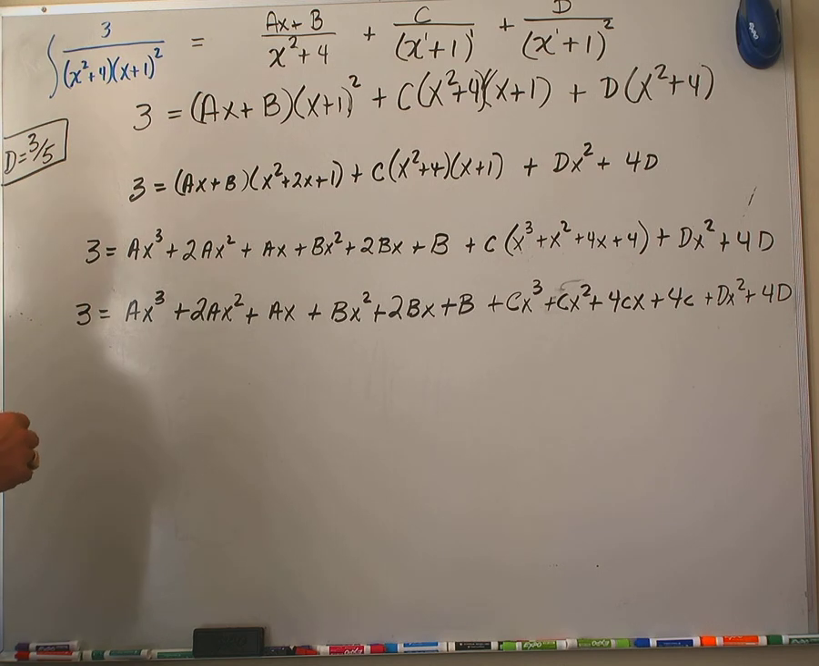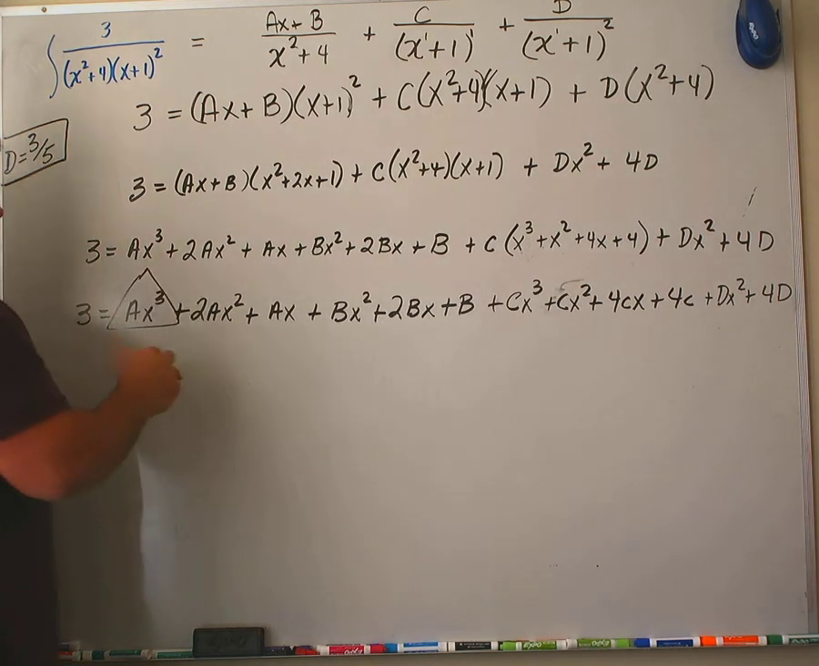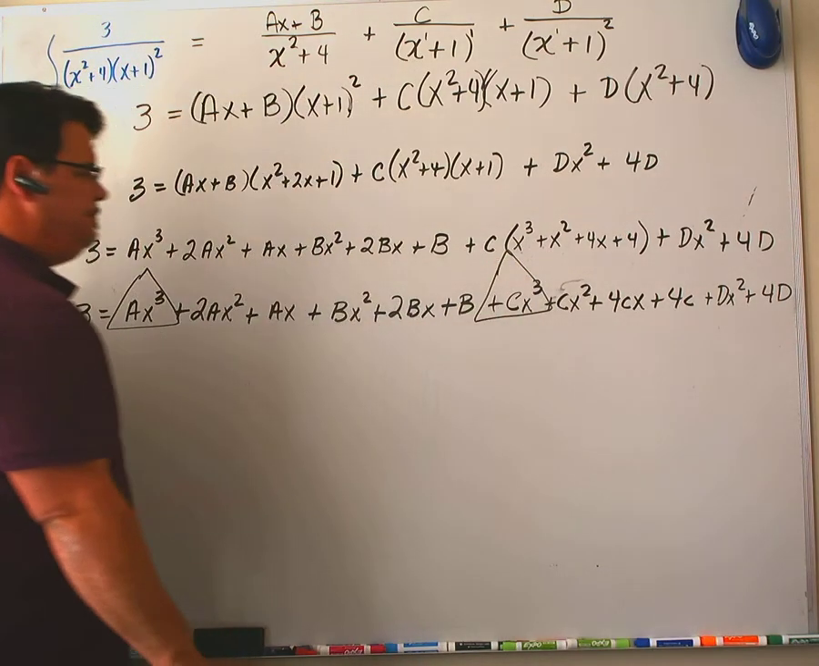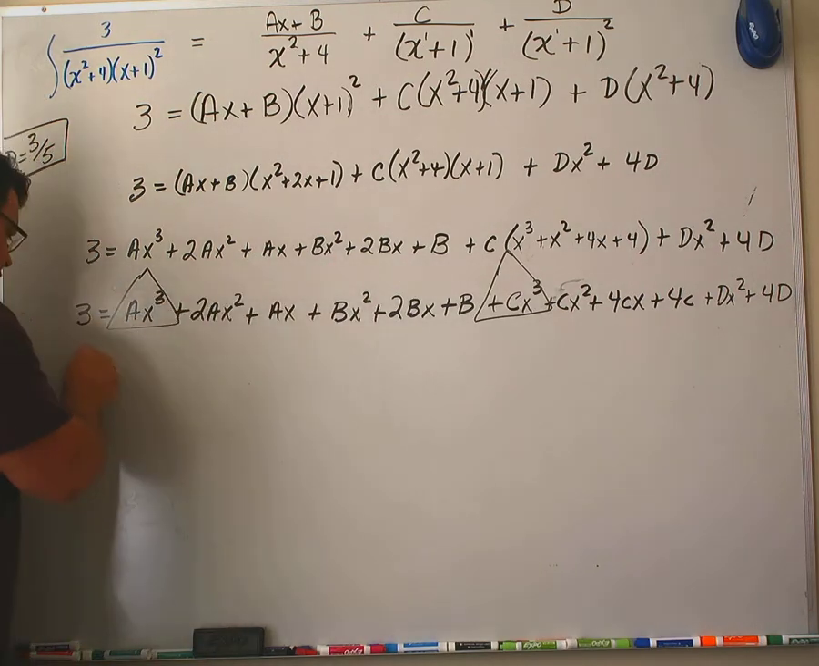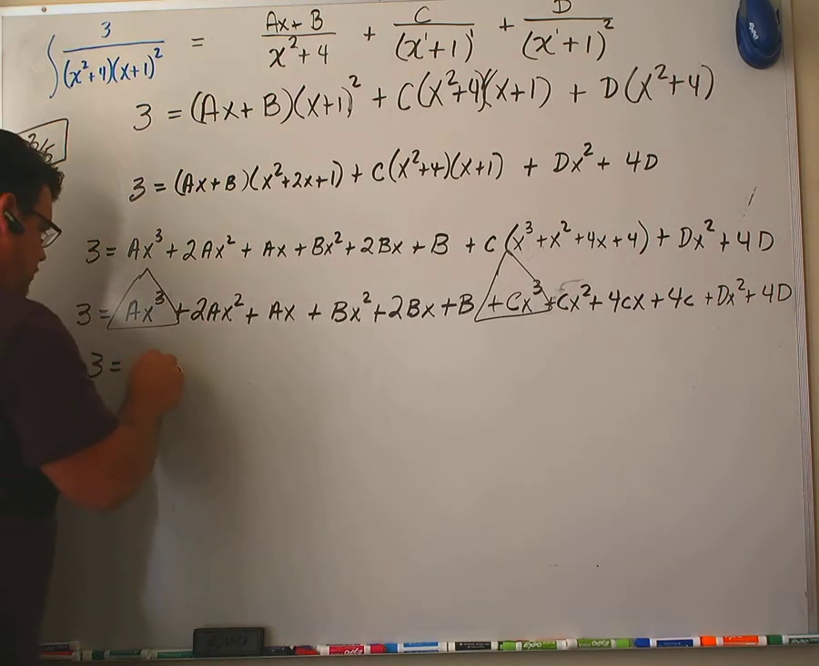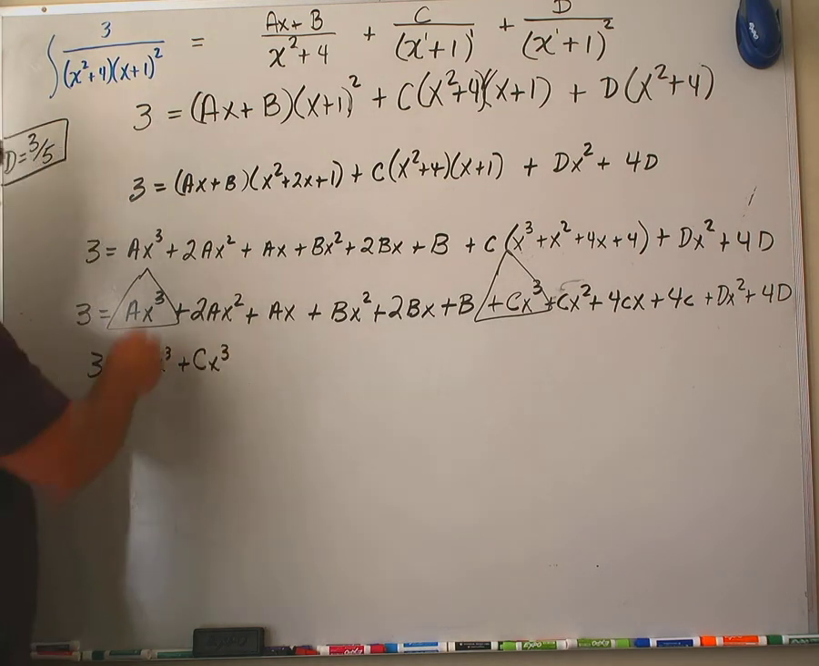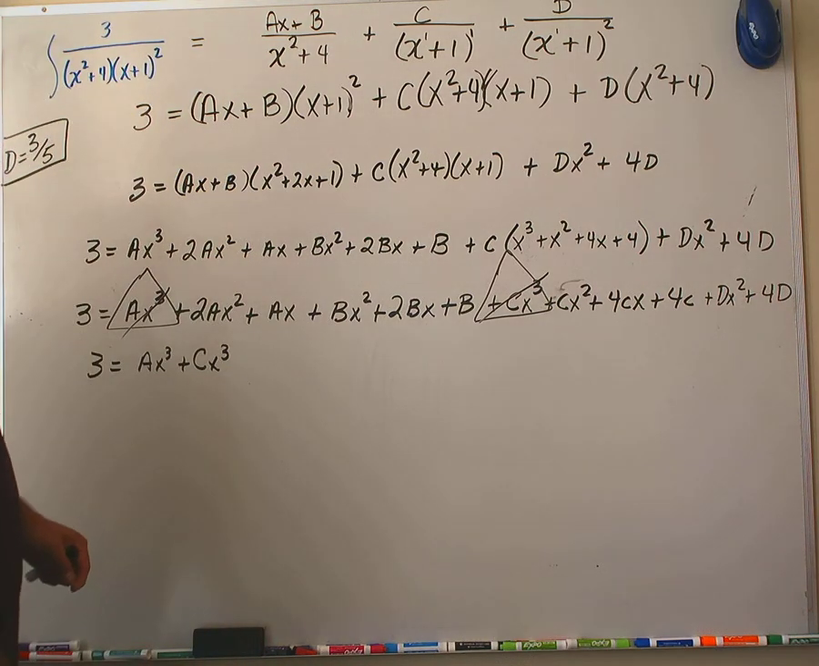Now we just have to go through and pick out our terms. I already see a couple of x cubes, so I'll go through and draw a triangle there. And we've got a triangle here. So that's going to be ax cubed plus cx cubed. So those are out.